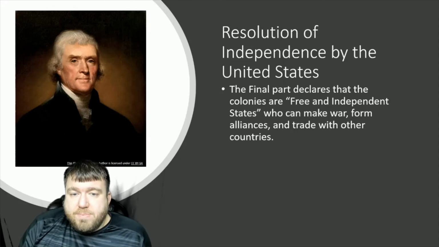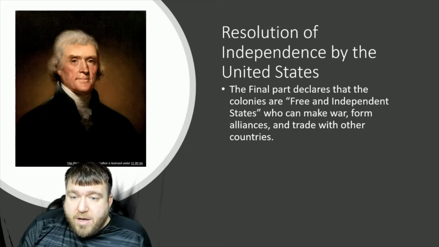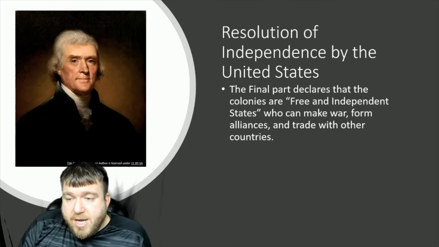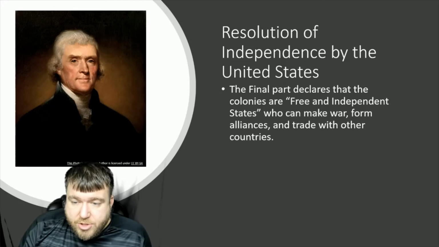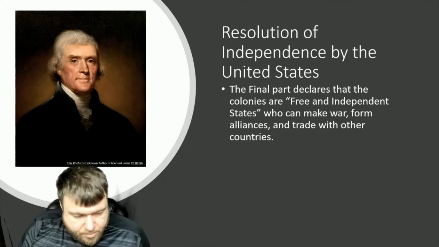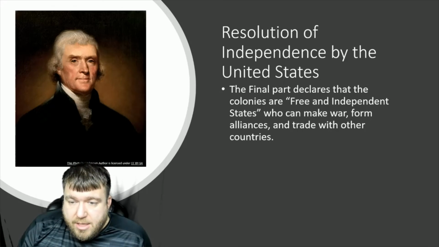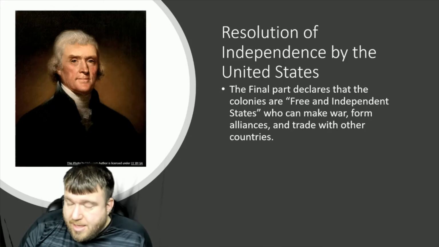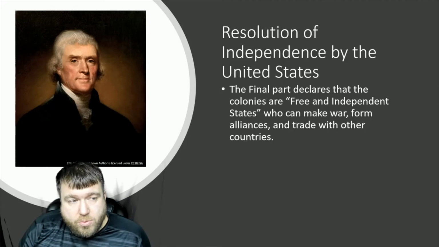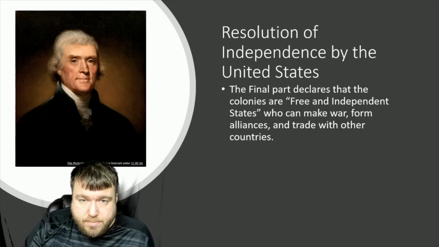Resolution of independence by the United States. This is the final part of the Declaration. The final part declares that the colonies are free and independent states who can make war, form alliances, and trade with other countries. So this part is just sort of the summary of the whole document, and it's saying that the United States is a free and independent state, meaning that they are no longer bound to the rules of Britain, and we can make war, form alliances, and trade with whoever we choose to.